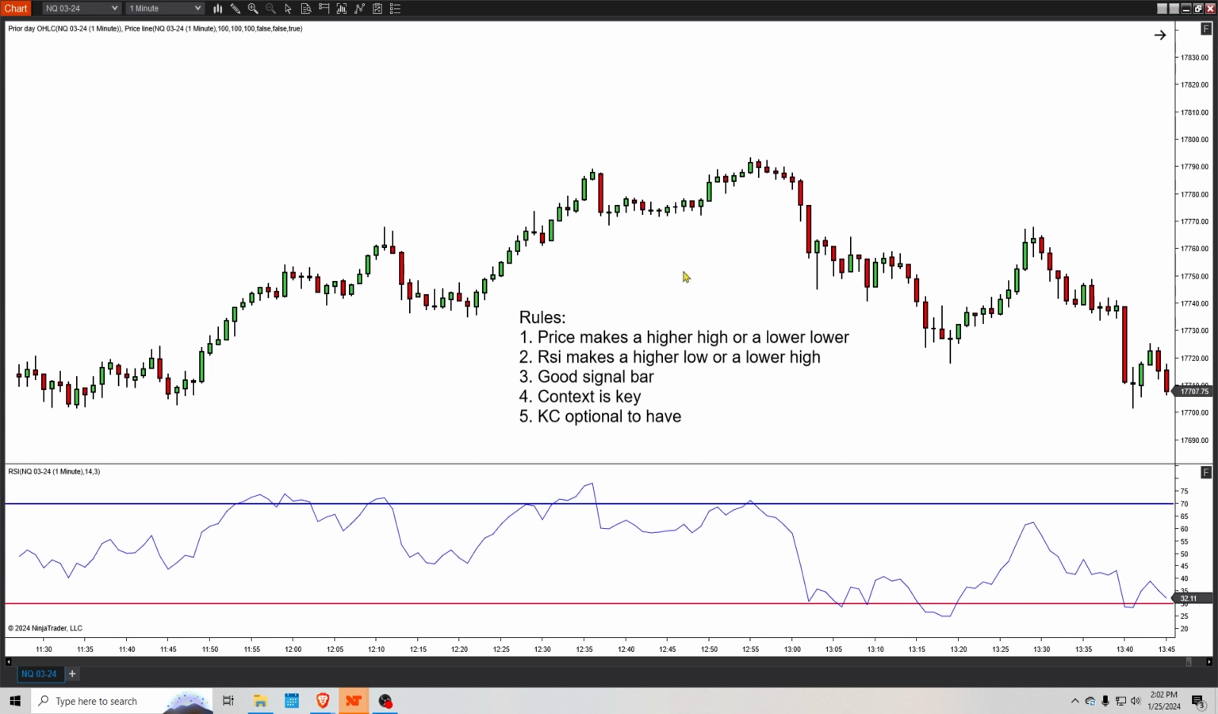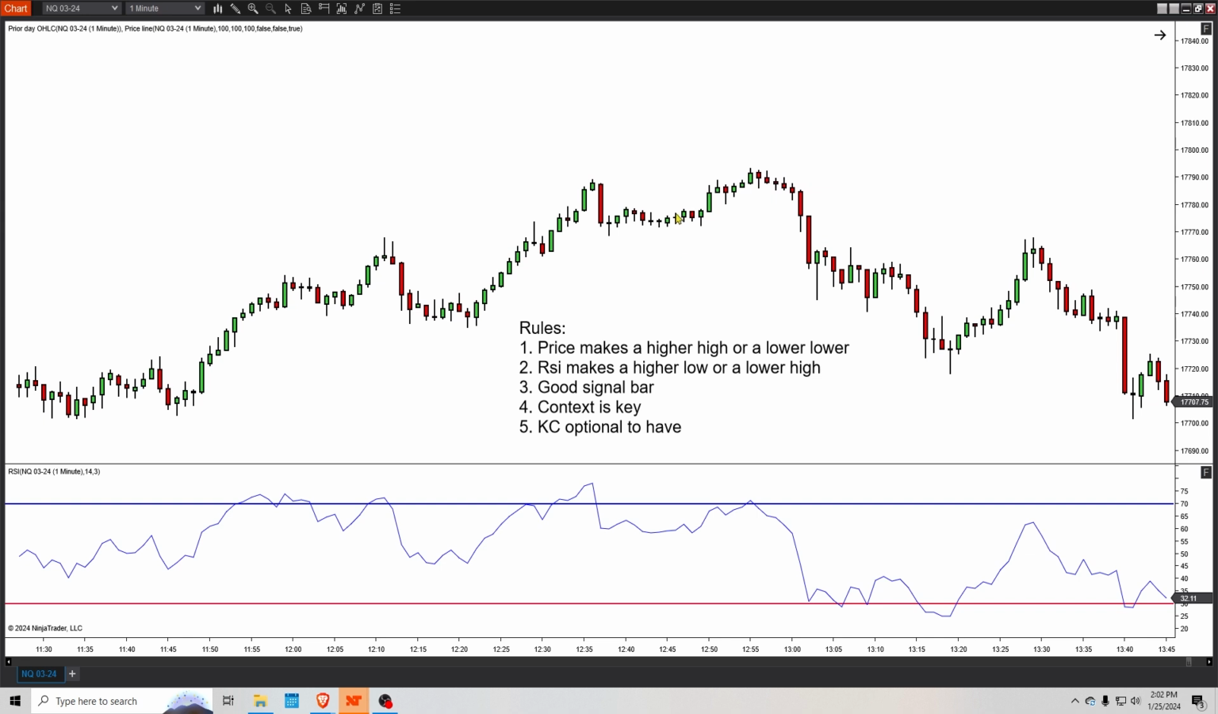Number one, price makes a higher high or a lower low. Our first example here is right around here. We have a high, pretty simple, and then price makes a higher high right here. We have the indicator for our RSI, just a regular indicator, by the way. Settings are 14, 70, 30, just default settings as always. And you have the RSI that makes a high, then makes a lower high.